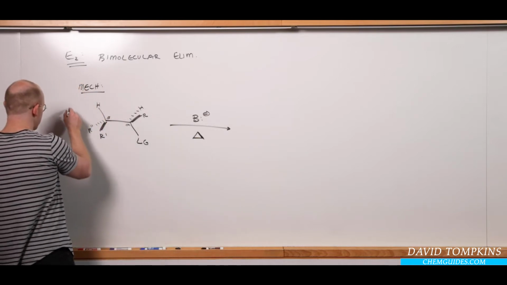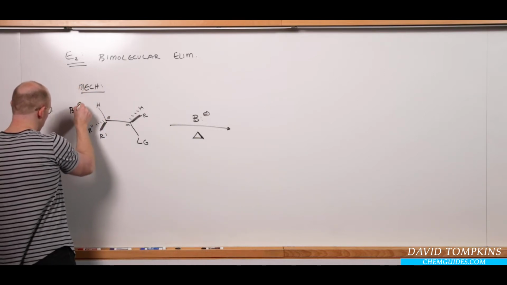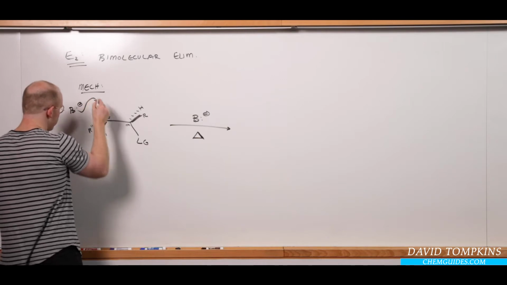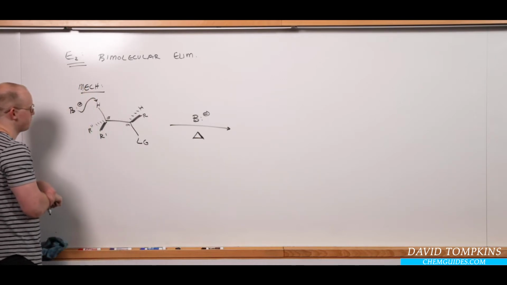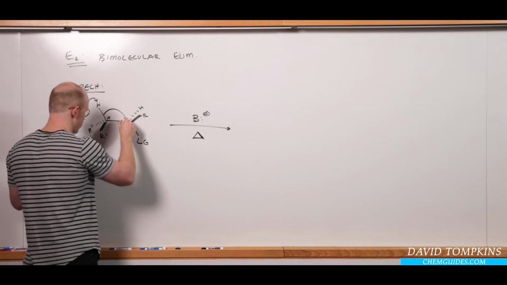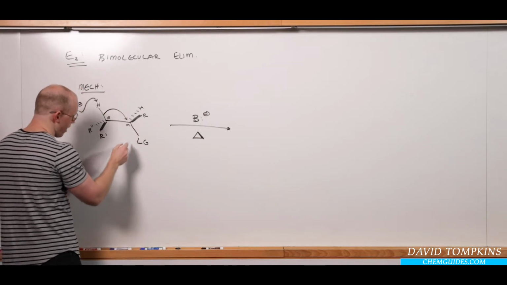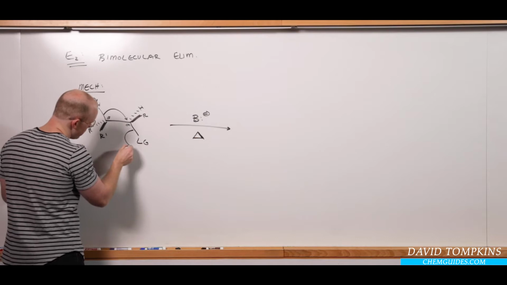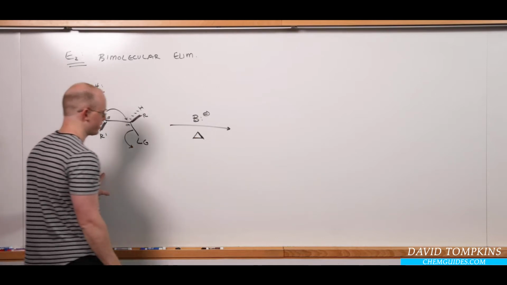And in this mechanism, the base retrieves a beta proton. And that beta proton is going to donate towards the alpha carbon its electron density to expel the leaving group in a concerted step.